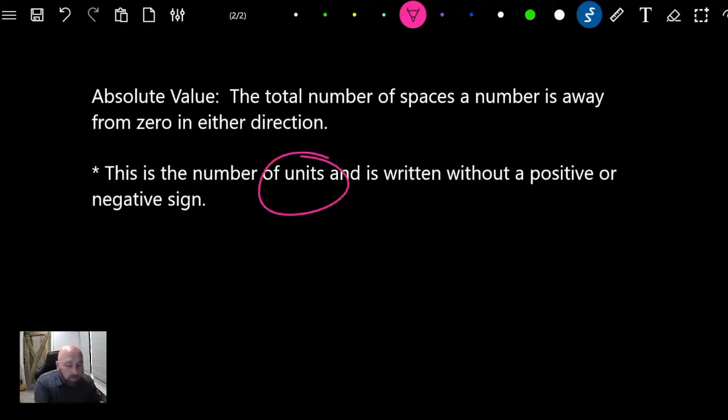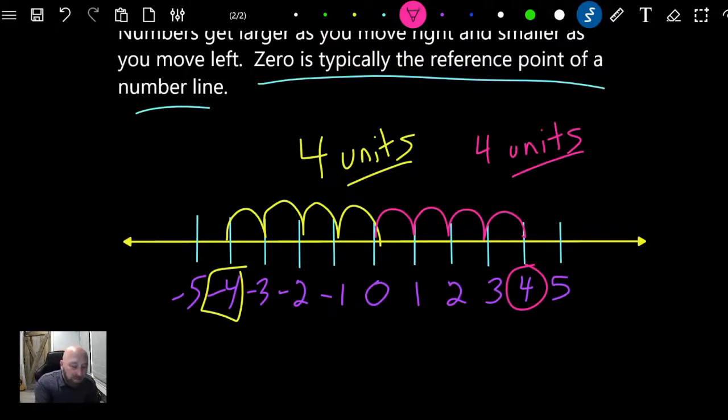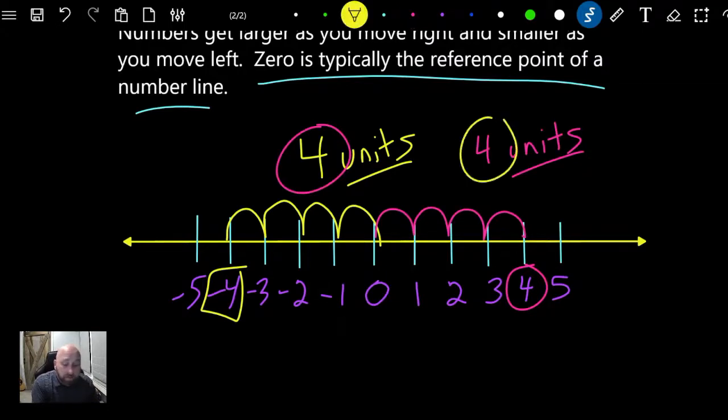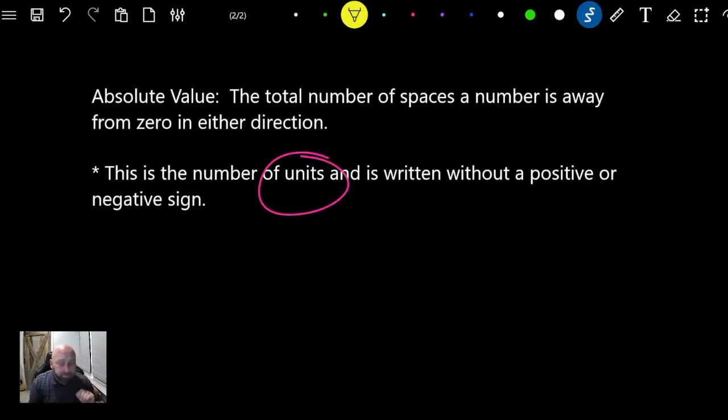This number of units, okay? And so we don't write it with a positive or negative sign. It's just 4. And you don't even have to say 4 units. So the answer to this would be, what's the absolute value of -4? It's 4. What's the absolute value of +4? 4. Okay? 4 units, 4 spaces from 0. That's absolute value.